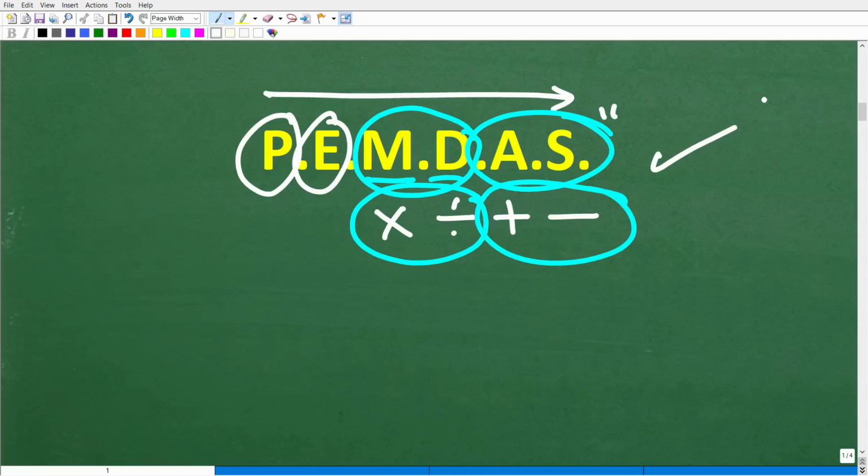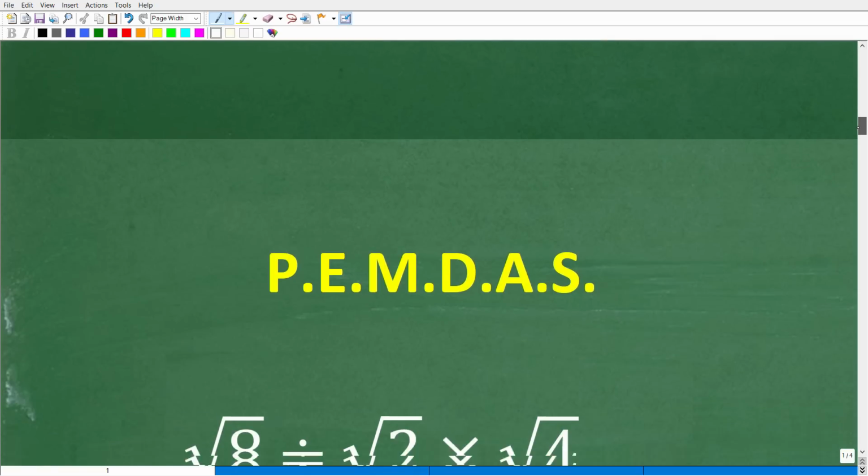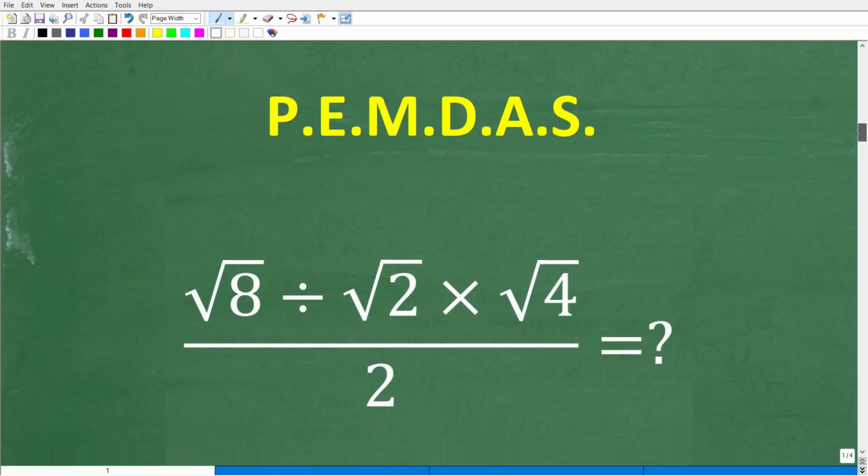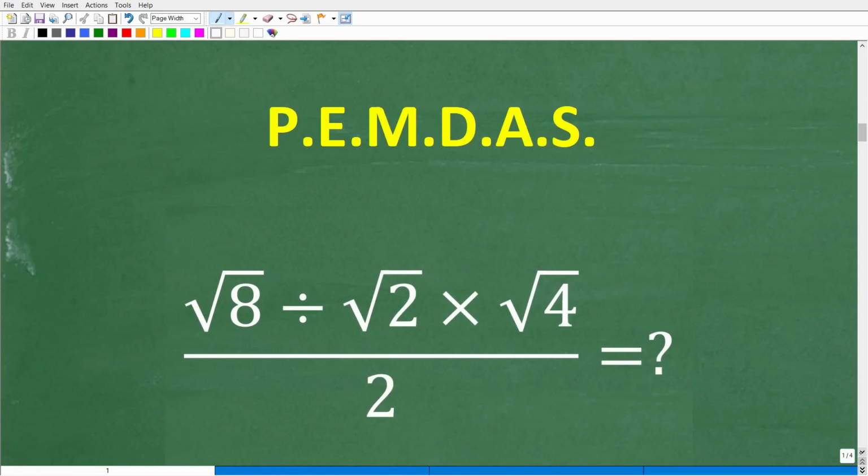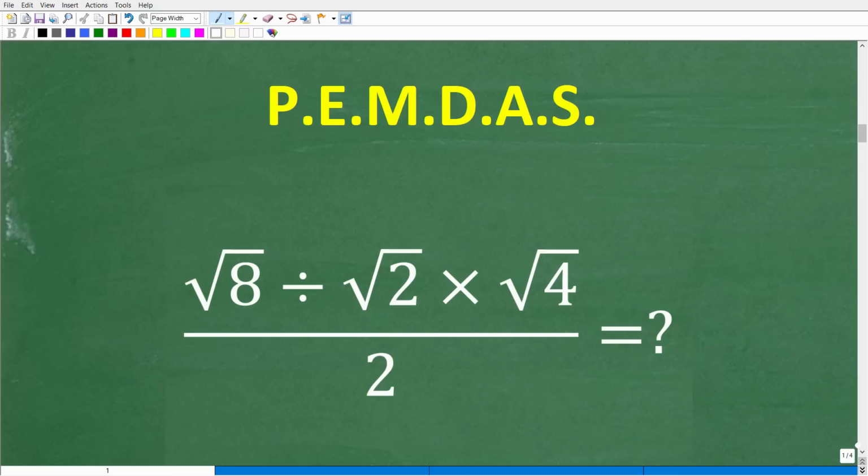Okay, so now that we understand the order of operations, we can go ahead and start applying our knowledge to solve the problem. All right, so here is our problem. Now, what's interesting about this particular problem is that we have like a fraction, right? So we have this big thing up here, which is our numerator, and then we have 2 as our denominator. So how should we handle this problem?